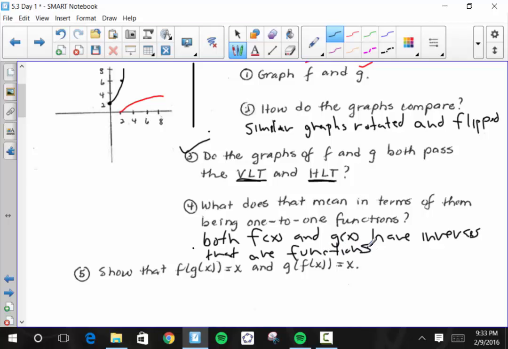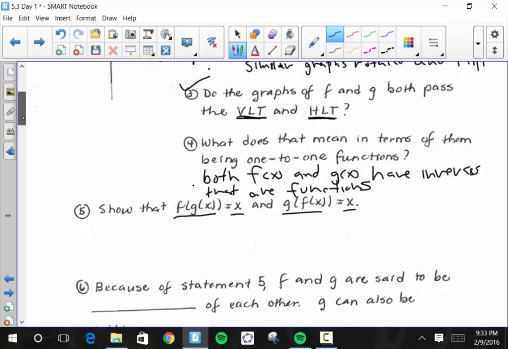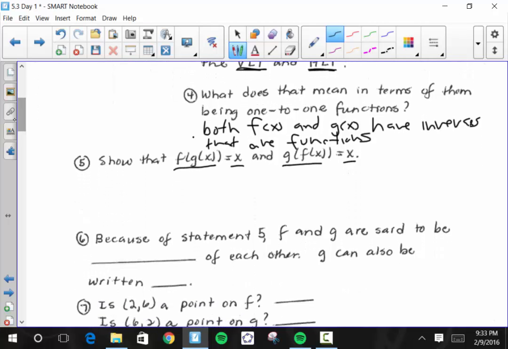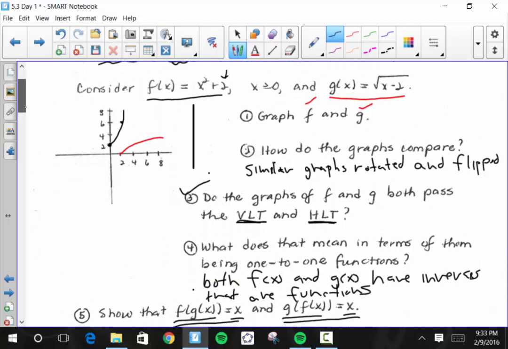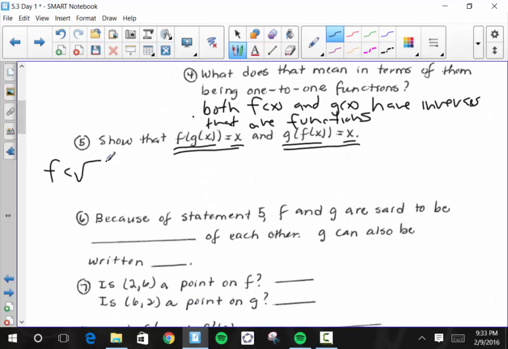Okay, so now it says show that this equals that and this. Okay, we'll do that. I wonder why we're doing that. Okay, let's do that. Let's find f of g of x. Well, let's do this one first, and then we'll do the second one. We're going to find f of g of x and see if it's equal to x. So f of g of x, I forgot what g of x was. That's the square root of x minus 2. Let's see what that equals.